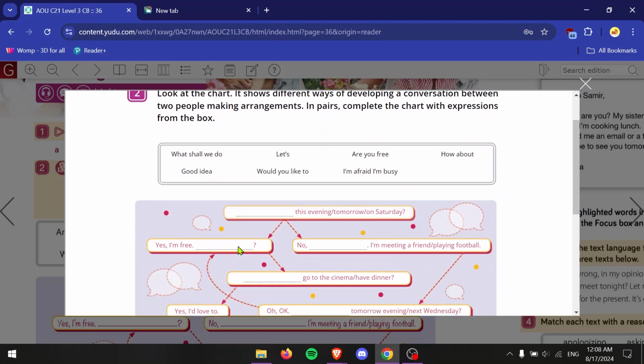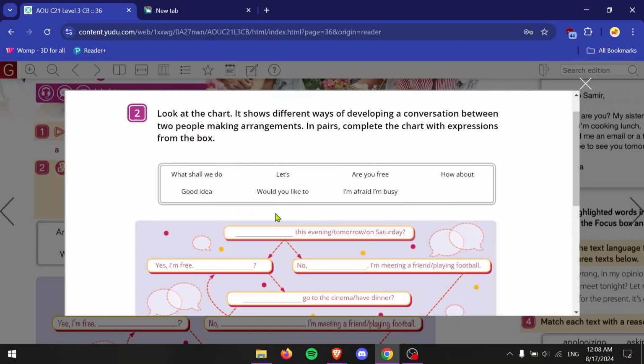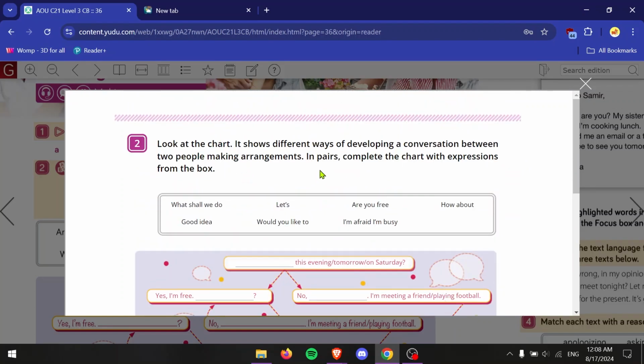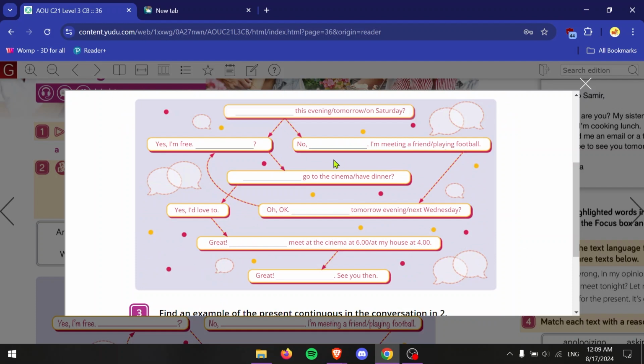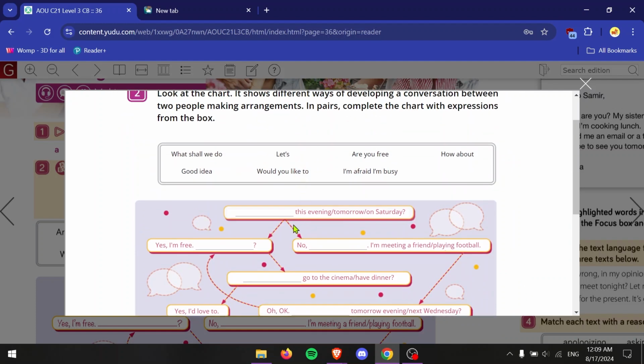Let's see what we have here. It looks like we have some sort of map. Look at the chart. It shows different ways of developing a conversation between two people making arrangements. Complete the chart with expressions from the box. Here we have a few expressions, and down here we have a chart that showcases two people making arrangements with two different possibilities. You could get someone that says yes or someone that says no. And for each one, we're going to be adding expressions to complete them.